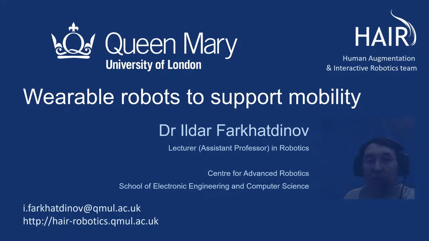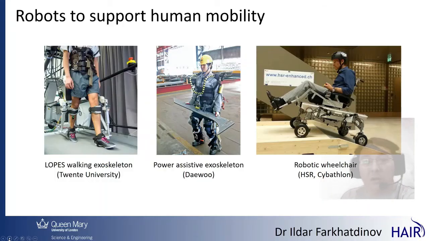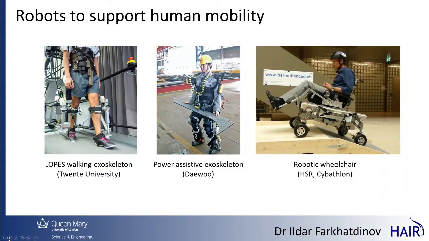Hello, my name is Ildar Farkhatdinov, and I am a lecturer in robotics at Queen Mary University of London. I am also a leader of the Human Augmentation and Generative Robotics team. I will talk about wearable robots to support human mobility. As you can see here, there are different types of robots to support human mobility and motor function. For example, robotic exoskeletons can assist with walking and augment human power.